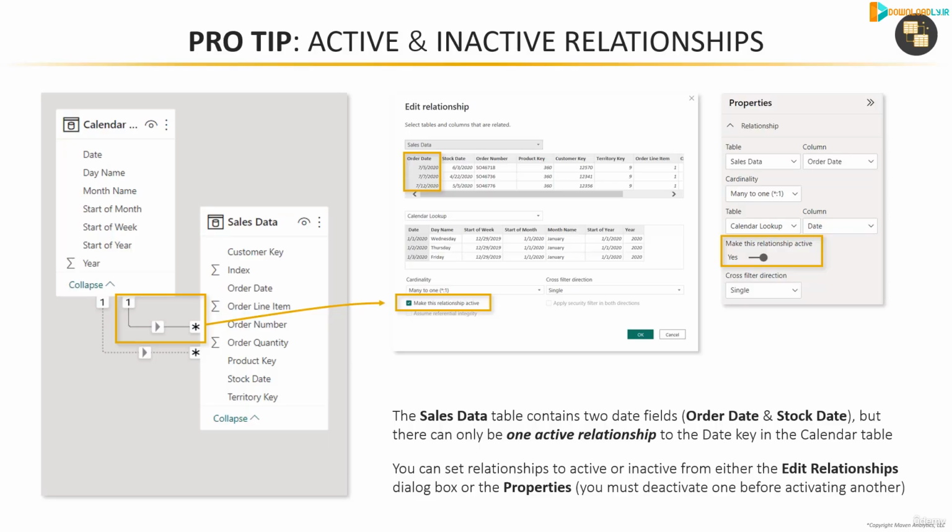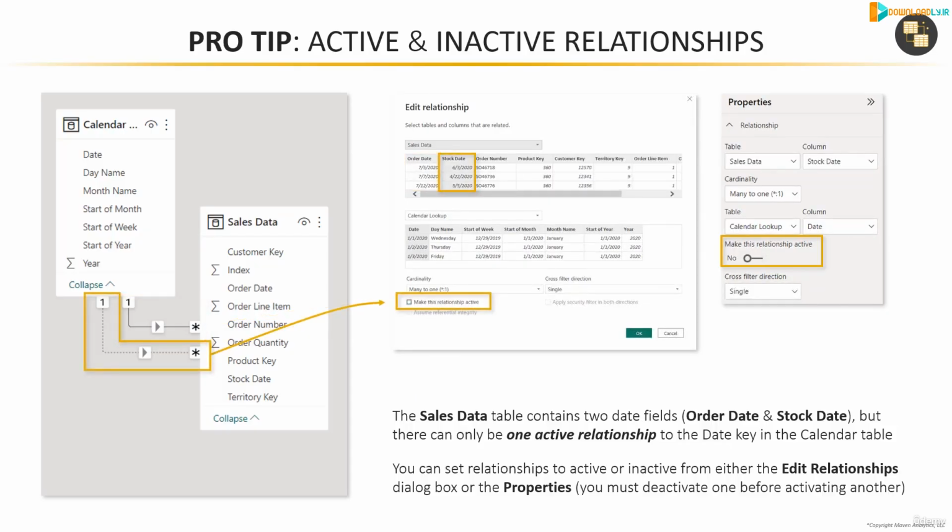In either case, you'll see a checkbox or a toggle that says Make this relationship active. And one important thing to note, you have to deactivate one before you're able to activate the other, because they both can never be active at the same time. So in this screenshot, we're able to see the relationship between order date and the calendar date is in fact active. That box is checked and the relationship line is solid. Whereas in this case, the relationship between stock date and the calendar date is inactive. The box is unchecked and the relationship is represented by a dotted line.